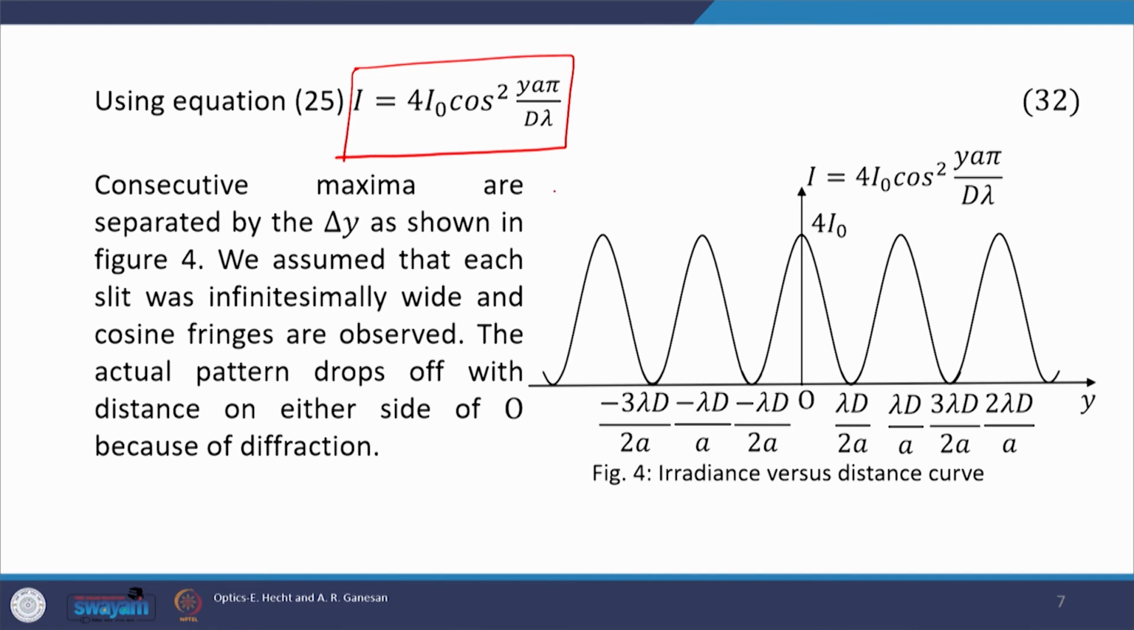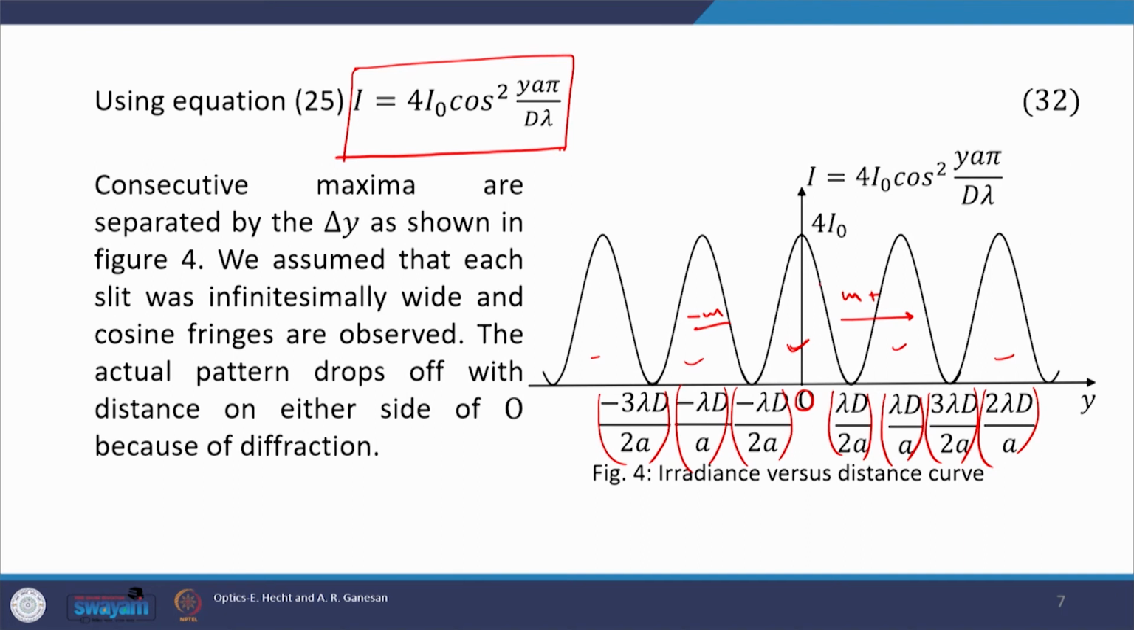Now, we can plot I as a function of y, the position. At the center we get a maximum, and then at this value of y we get a minimum, then again at this value of y we get the next maximum, at this value of y the next minimum, next maximum, and similarly for the corresponding negative values we get maxima and minima alternately on both sides of the central maximum. This is our central maximum, and these are the different orders. Plus m is on the right hand side, plus m and minus m are here.